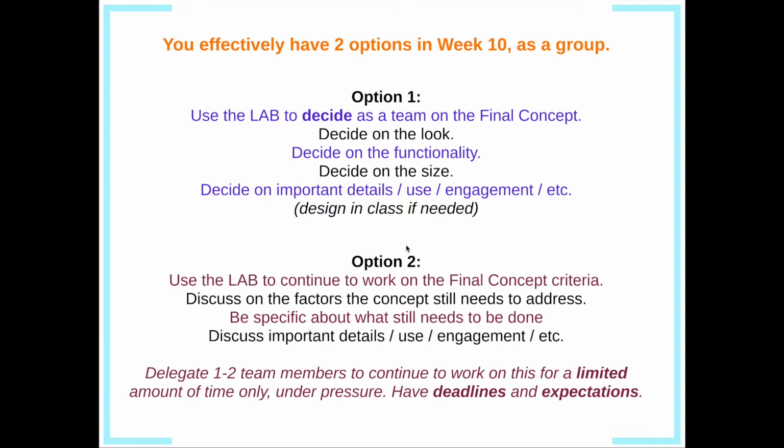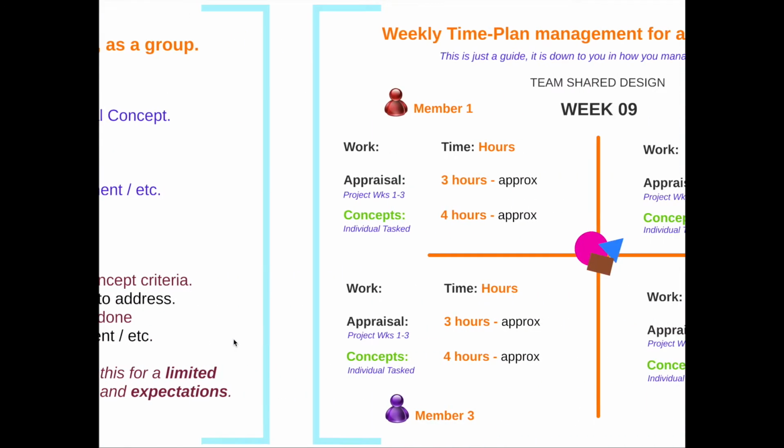The other option, option two, is that you use the lab to continue to work on the final concept criteria in relation to what final details we need to put together, discuss the factors the concept still needs to address if there are any, and be specific about what still needs to be done, and discuss important details, use engagement, etc. What you could do is delegate a number of people, 1 or 2 members in the team, to continue to work on this for a limited amount of time under pressure. So have deadlines and expectations if you do that option, but be careful in terms of managing your time.